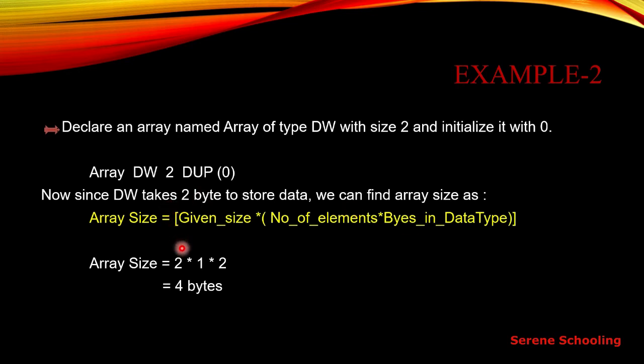So here we can see that our given size is 2. For the number of elements, we again have only a single element, that is 0, so 1, and the bytes in dw are 2. The word is basically a 16-bit integer, so in that we have 2 bytes. So here we have written 2, and it gives us the size 4 bytes.